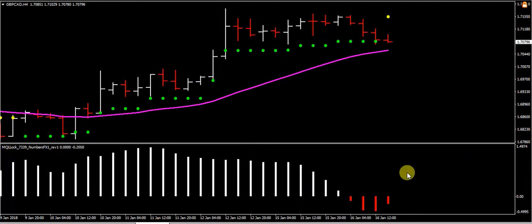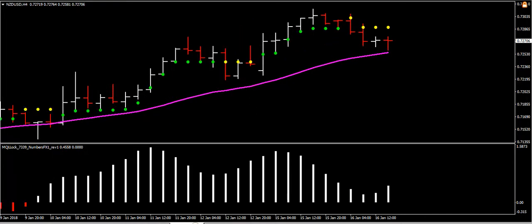GBP CAD, or pound CAD, be easy to say. Again, you can see the volume. You can see it's just been a pullback, and we're looking for that bounce to come off. So like a green dot and a white bar there. New Zealand dollar USD again is looking to bounce off. The volume came down. It didn't even get to red, but it's starting to rise up again. So again, just waiting for that green dot.